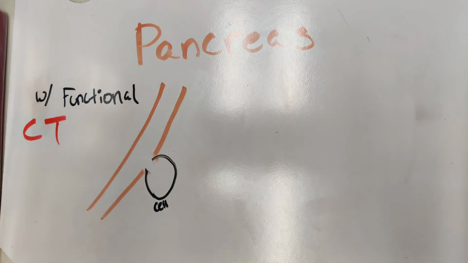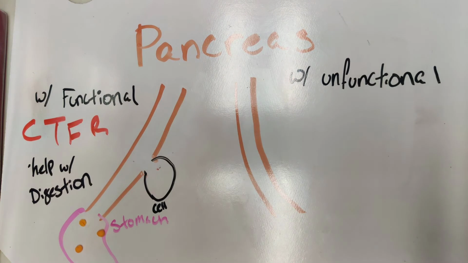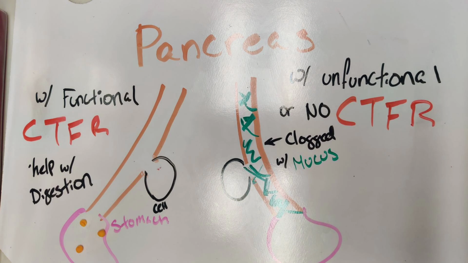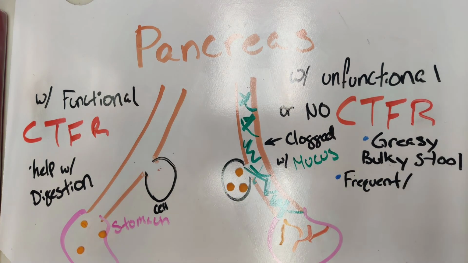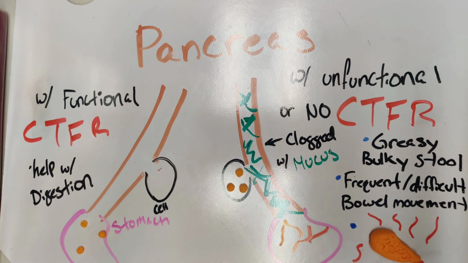In a pancreas with a functional CFTR protein, digestion enzymes made in pancreas cells leave the cell and go through the pancreas passageways to the stomach to help with digestion. In a pancreas with CF, the passageways in the pancreas get blocked with thick, heavy mucus. The pancreas enzymes build up in the pancreas cells and don't reach the digestive system. This results in difficulty digesting, greasy, bulky stool, frequent difficult bowel movements, and an inflamed pancreas.